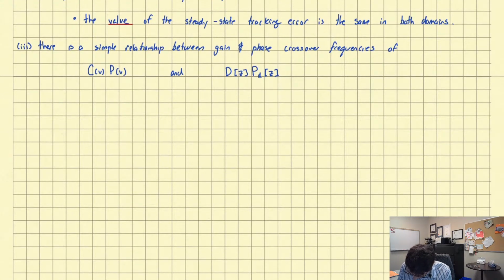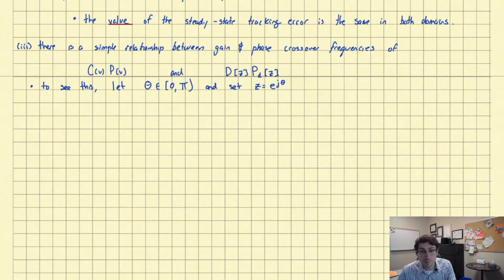So, do you see this? Pick a complex frequency. So let theta be a number between 0 and pi, and set Z equals e to the j theta. Remember, in discrete time, that's how you do frequency response. You pick a point on the circle, and that corresponds to essentially a complex frequency, or a frequency in discrete time.